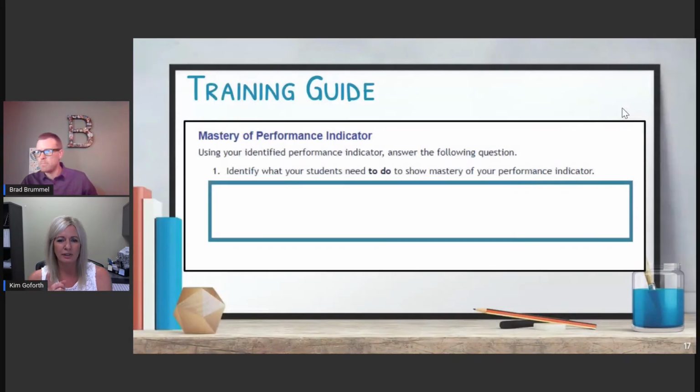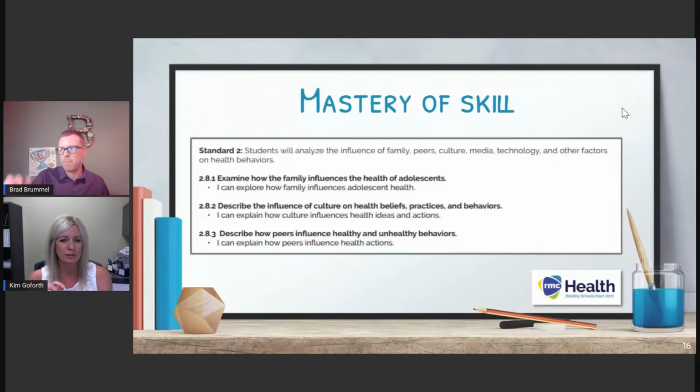Brad, I like that on the first one you put it into student-friendly language. The performance indicator says I can examine how the family, and students can say, how am I supposed to examine? But they can hear explore, and maybe that frees them up a little bit. So I really like the student-friendly language in your performance indicators. And it should help us with our planning too, right?